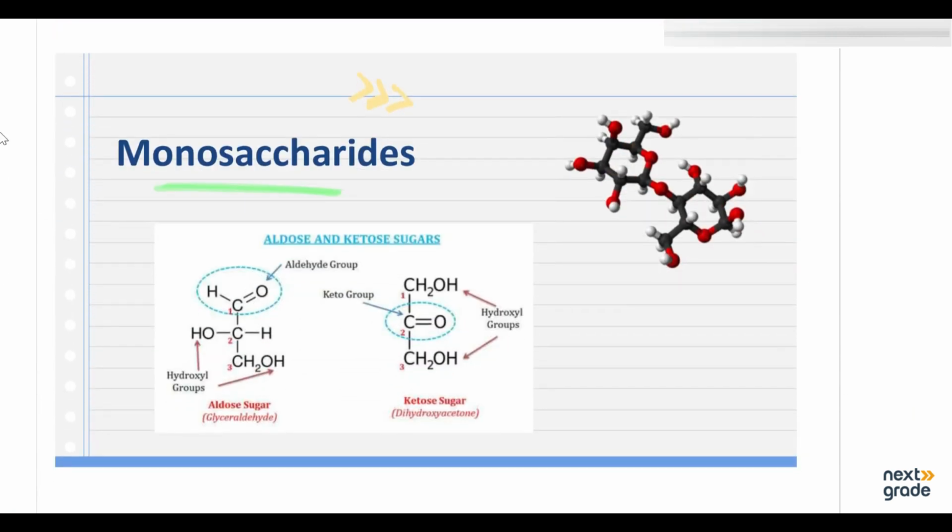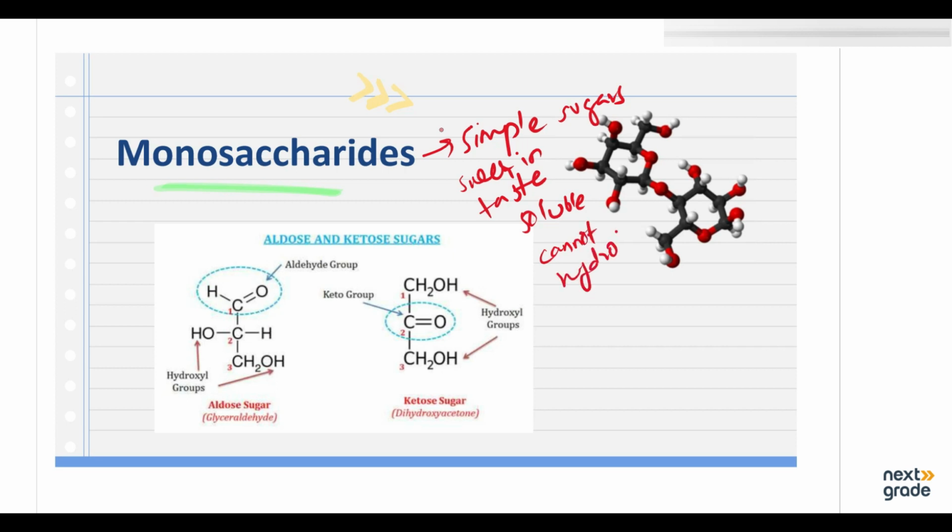Monosaccharides are the simple sugars. They are sweet in taste. They are easily soluble in water. They cannot be hydrolyzed into further simple sugars because they are already simple sugars. Chemically, they are always either a polyhydroxyaldehyde or a polyhydroxyketone, right?